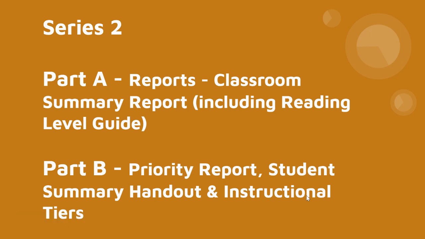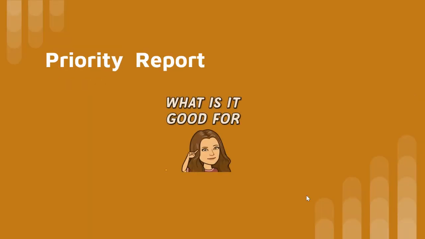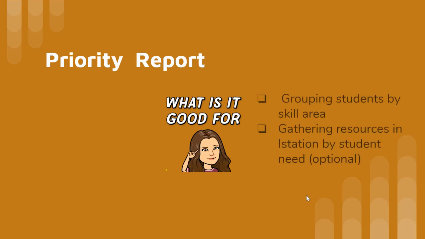So welcome to part B of series 2 of our Istation video collection. So in this video, we're going to look closely at the priority report, the student summary handout, and the instructional tiers chart. So the priority report, here's what it's good for. This report will help you group students by skill area. It'll also help you to gather some resources in the event you want to use them by student need.